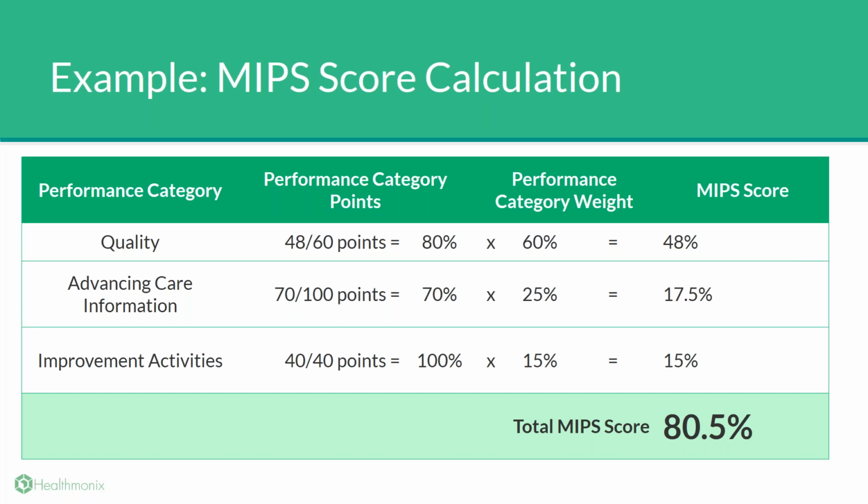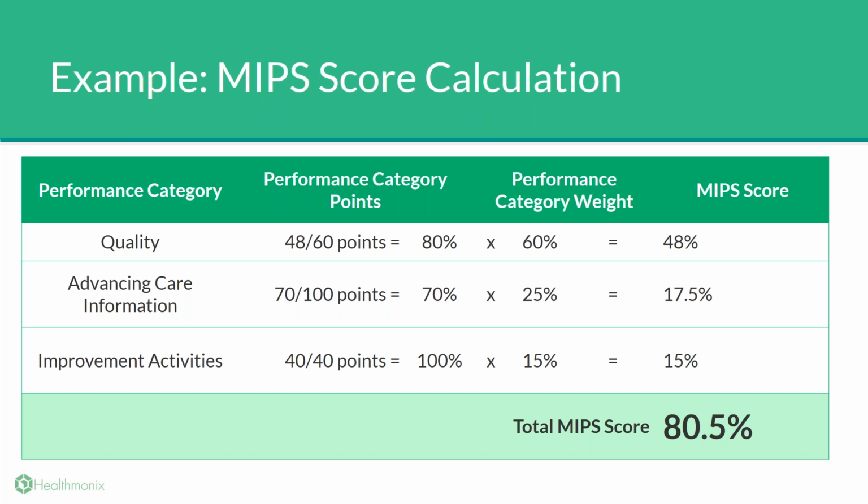Now this math's pretty easy for quality because there's 60 possible points and the performance category is worth 60% of your score. The math doesn't work out as cleanly in future years, so we want to make sure you're thinking through your scoring in this manner.